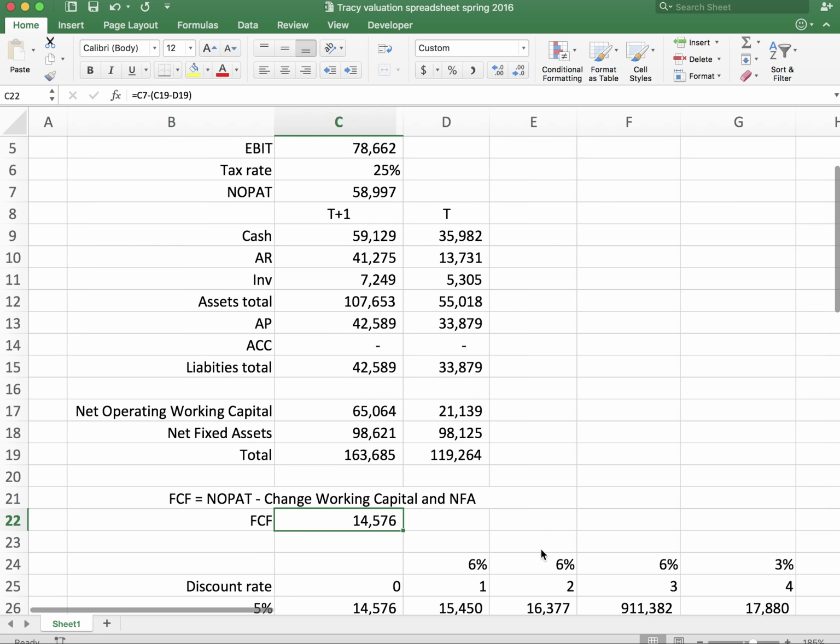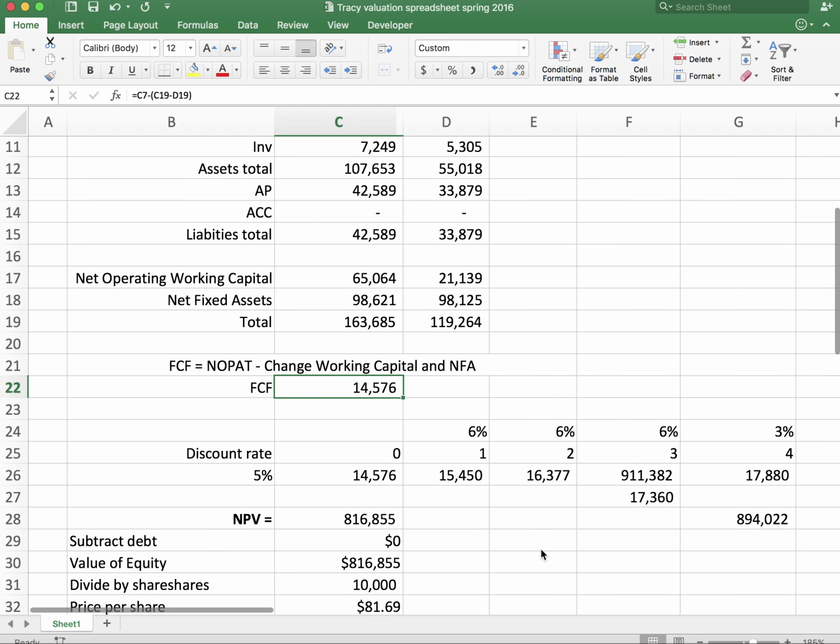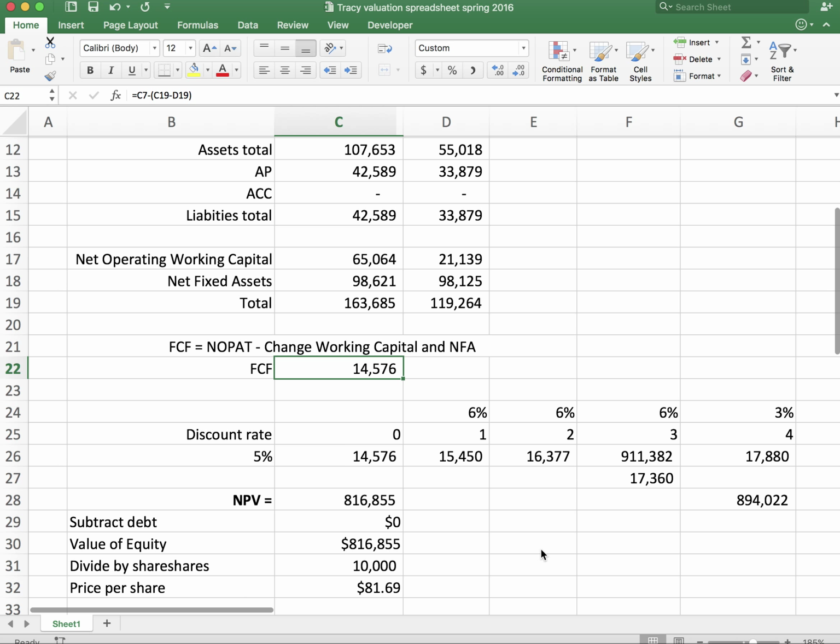Now, we take that free cash flow and we just do a quick NPV to get a price per share. So at time 0, which is today, we have this free cash flow, and we're going to make some assumptions. The assumptions are for 3 years, this cash flow goes up at 6%, and then forever on, it goes up at 3%. So we're growing, growing, growing, and then it flattens off.